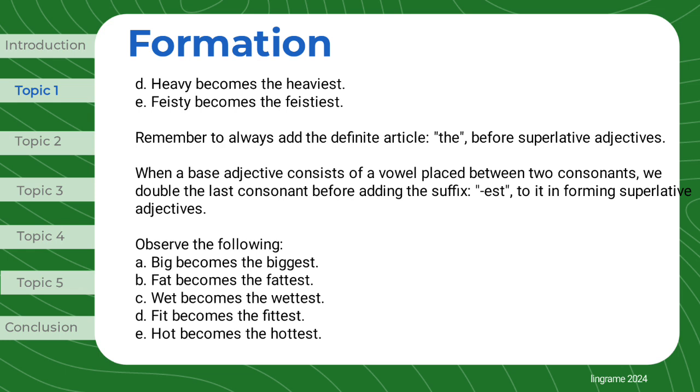When a base adjective consists of a vowel placed between two consonants, we double the last consonant before adding the suffix "est" to it in forming superlative adjectives. Observe the following: big becomes the biggest. Fat becomes the fattest. Wet becomes the wettest. Fit becomes the fittest. Hot becomes the hottest.